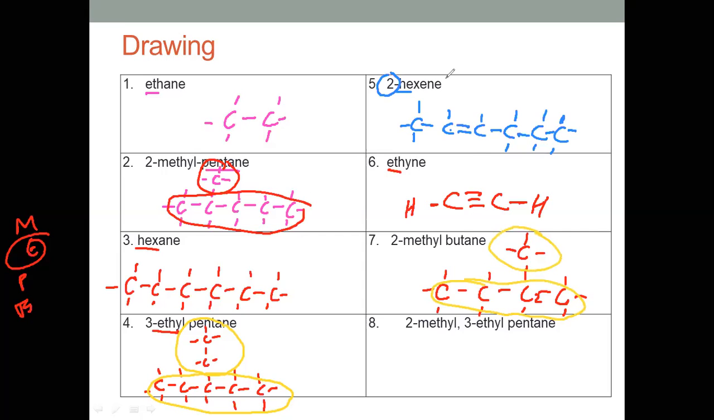Oh, no, number 8 looks crazy. Okay, so we have pentane again. So 1, 2, 3, 4, 5. Okay, so it's 2-methyl. So that means off the 2nd carbon, I have a methyl group. Remember, methyl just means 1 carbon. 3-ethyl. So off the 3rd carbon, there's an ethyl group. It doesn't mean that there's 3 of them. So ethyl, remember, is a branch with 2 carbons. Okay, and then I'm going to add in all my H's.